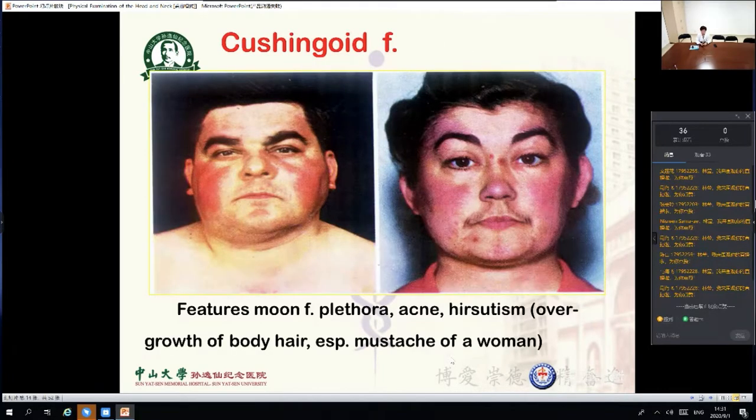And the other general faces appearance is the Cushingoid face. This kind of patients suffering Cushing's disease. The features of the moon face, like the full moon faces, and plethora, acne, hirsutism, overgrowth. Hirsutism, the definition of hirsutism is the overgrowth of body hair, especially mustache, of a woman. So this is the typical appearance of Cushingoid faces.